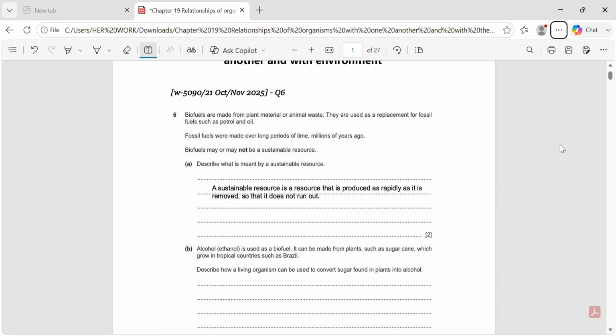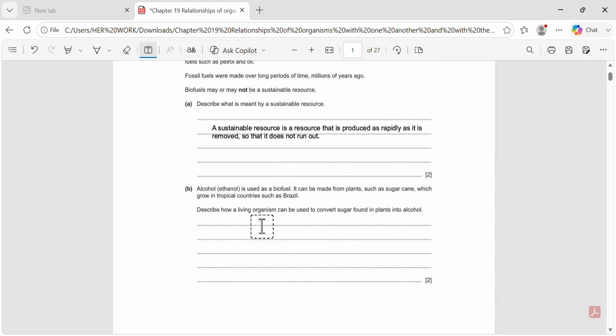Moving on to Part B, it states, alcohol, which is ethanol, is used as a biofuel. It can be made from plants, such as sugarcane, which grow in tropical countries such as Brazil. It then asks, describe how a living organism can be used to convert sugar found in plants into alcohol. Here, the living organism being referred to is yeast.